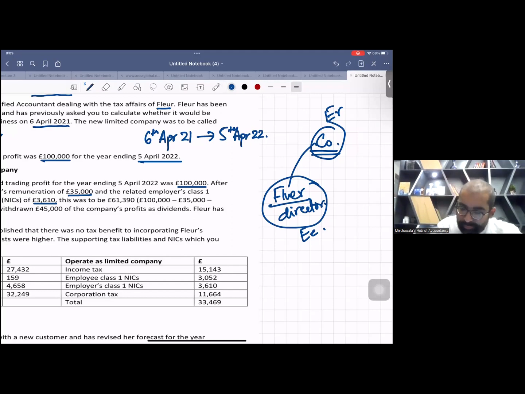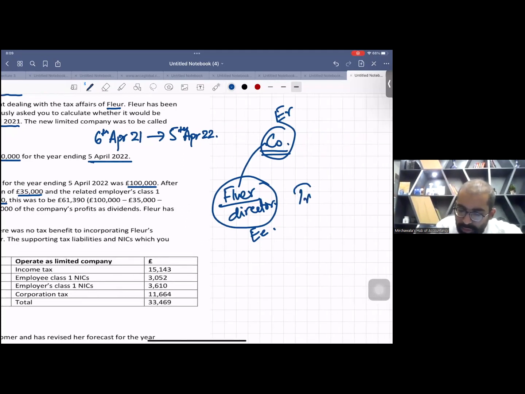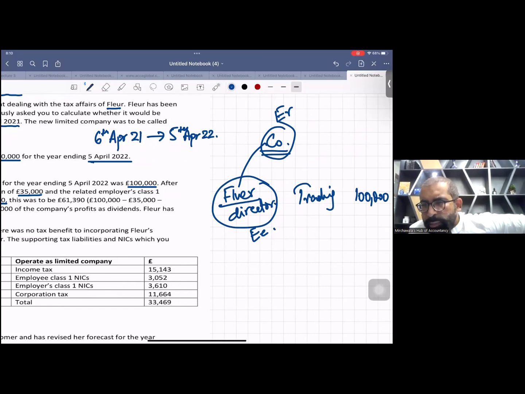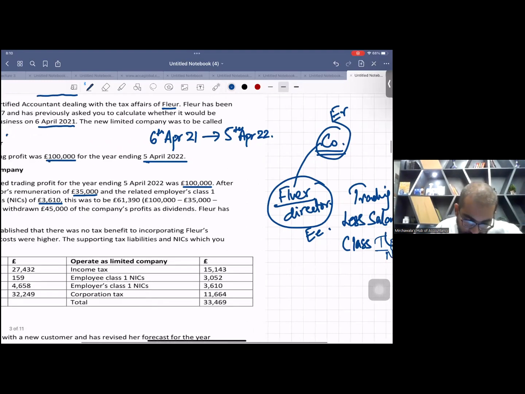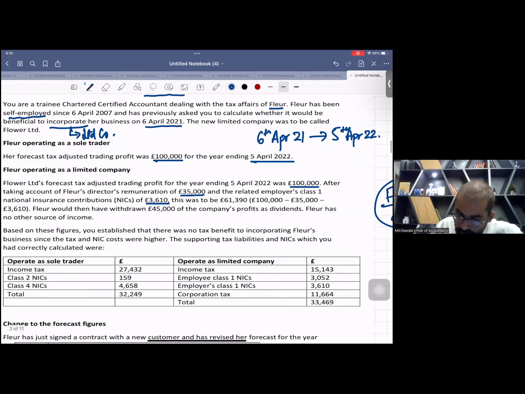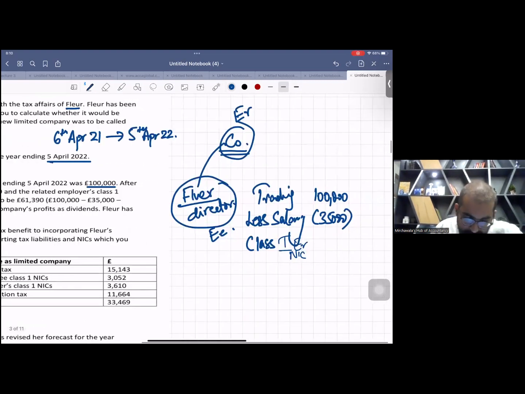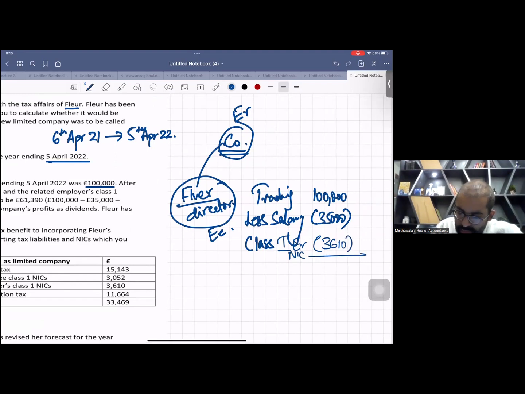So just use your brain. I'm just solving it as rough working. I'll solve it in Excel as well. Don't worry about it. Just relax. The trading profit was 100,000. Now less the director's salary, which was an allowed expense, 35. And the good news is that they have ready-made given you the class 1 employer NIC, which is, my dear students, 3610. If you deduct all these, you will get 61,390.